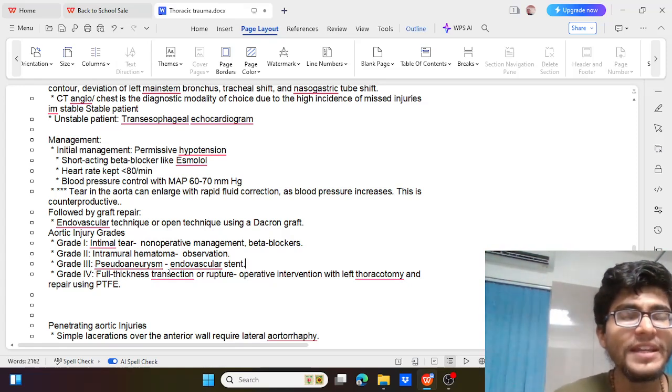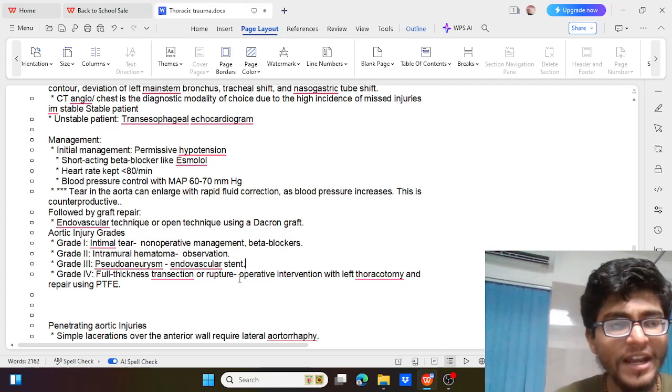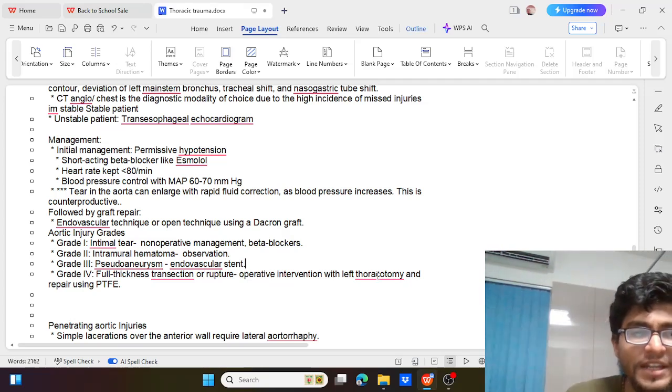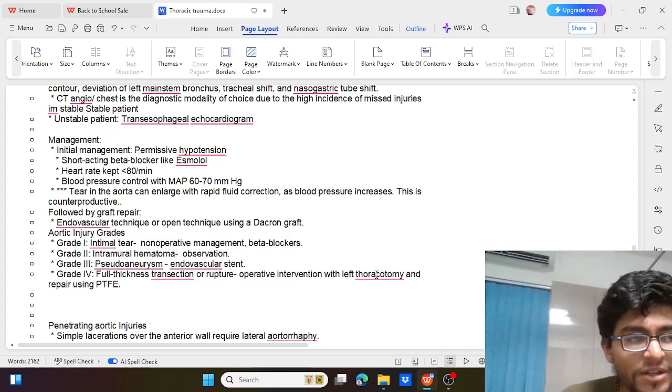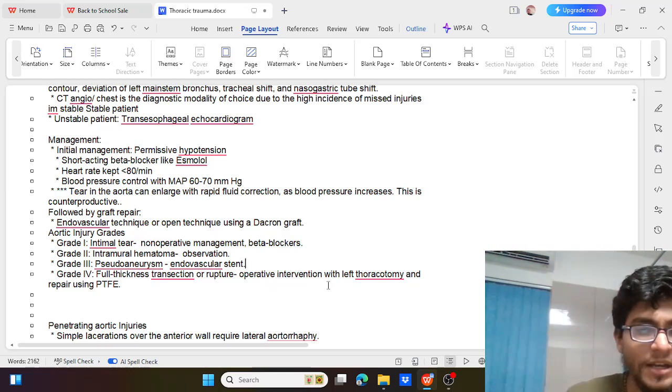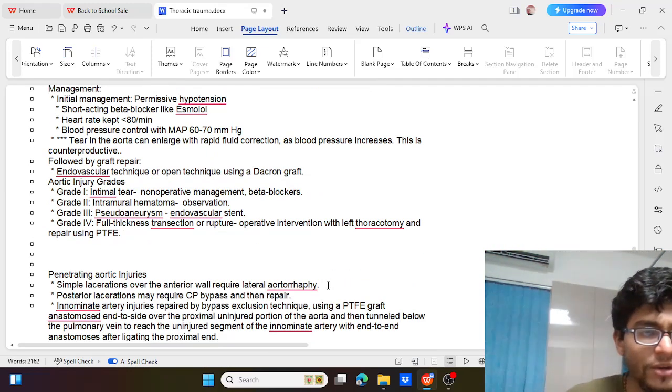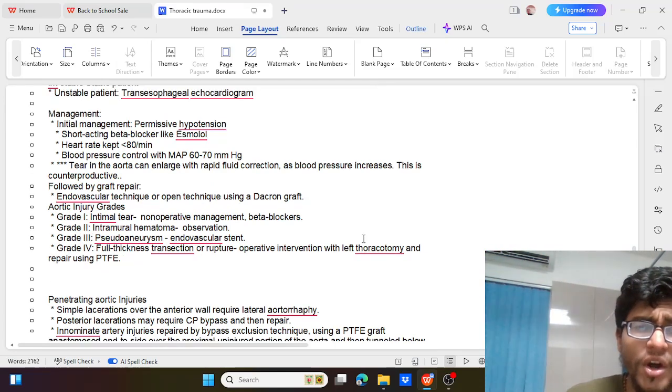Then in full thickness transection, it is fully cut or ruptured, then we have to intervene and use a graft to repair, that is Dacron or PTFE graft, through the left thoracotomy, left anterolateral thoracotomy, or even sometimes left posterolateral thoracotomy.